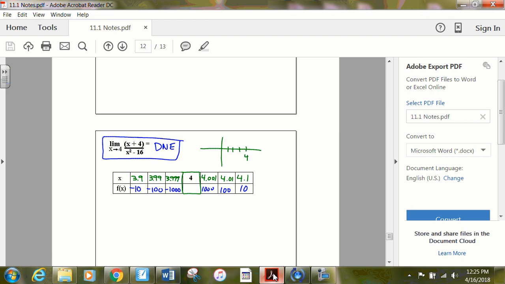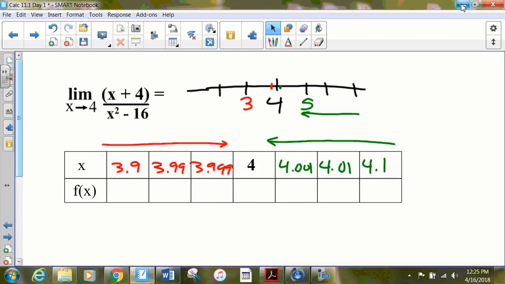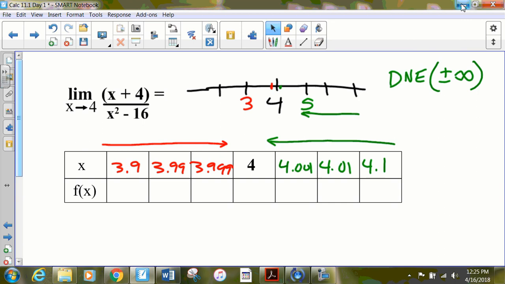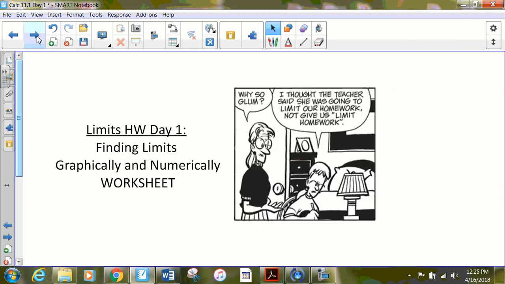Wow, it looks like from the right, the value of f of x is approaching infinity. So the limit of this function as x is approaching 4 from the left and the right is not going to exist, right? Because from the left, it's shooting down to negative infinity, and from the right, it's shooting up to positive infinity. So we would write does not exist, and we would write plus or minus infinity to remind ourselves of why it doesn't exist.